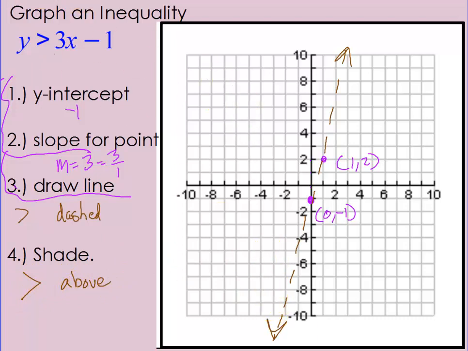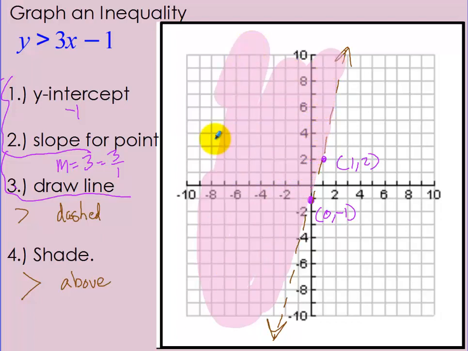I'm going to use my shading tool. You get so close, but you never cross. Pretend I didn't cross it. You never cross, and you just shade above. And it must be a perfect shade. I know you know how to shade. And that's how you graph. So I did my boundary line, and I shaded above.